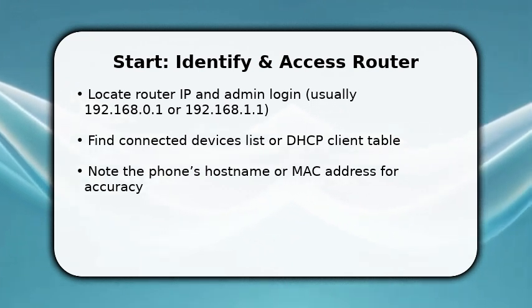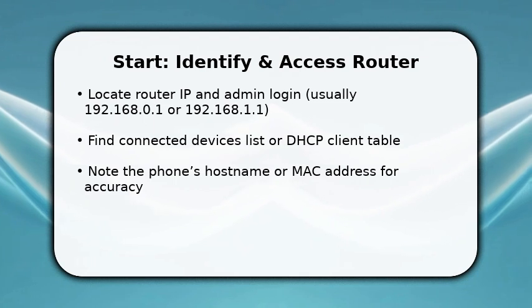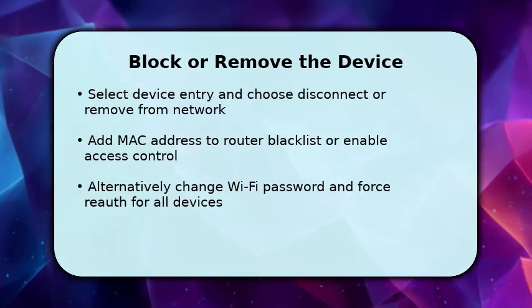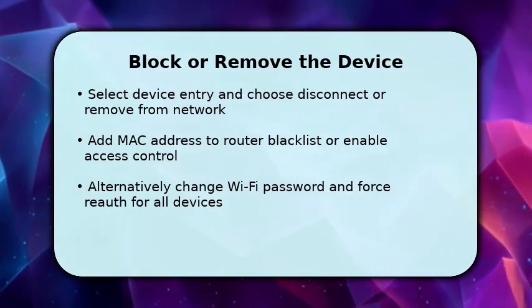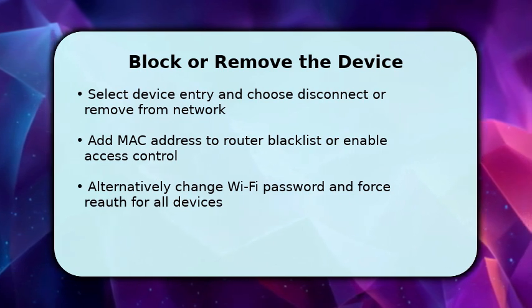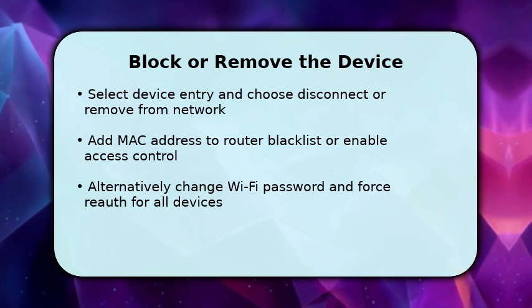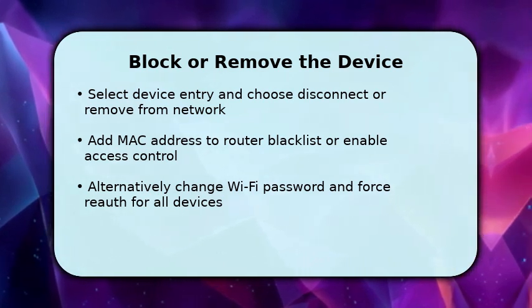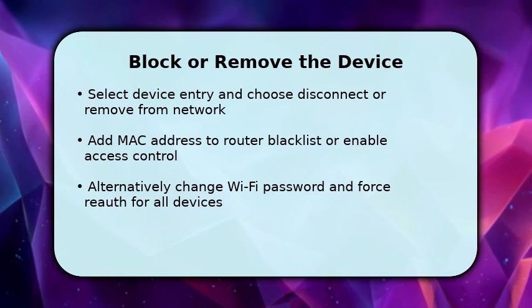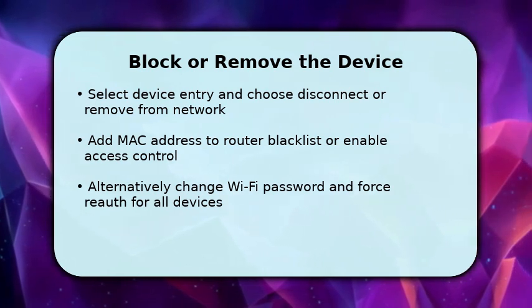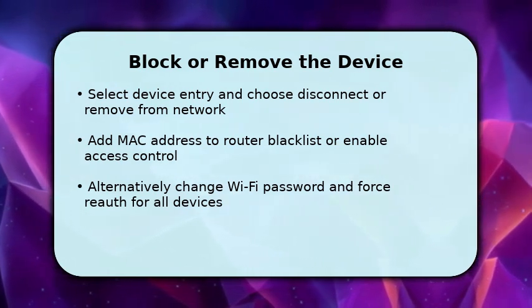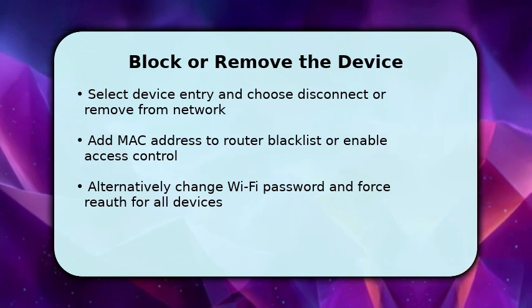Once you've identified the phone, disconnect it from the router and immediately add its MAC to the blacklist or enable MAC-based access control so it cannot reconnect. If your router lacks MAC filtering, change the Wi-Fi password and update allowed devices only. This forces reauthentication and removes unauthorized phones. Make sure to save settings and reboot the router if prompted.